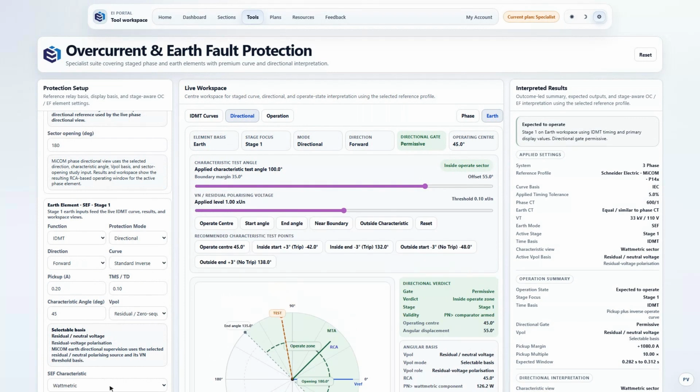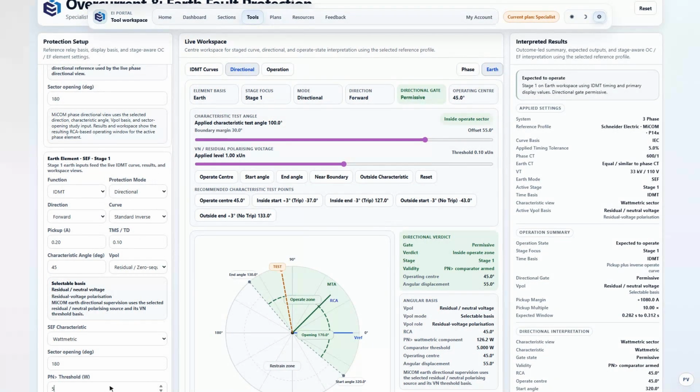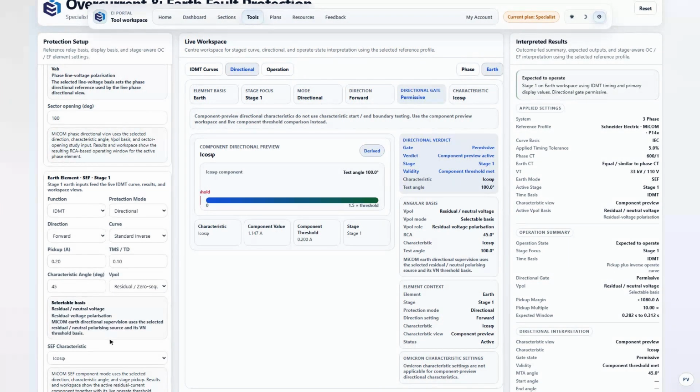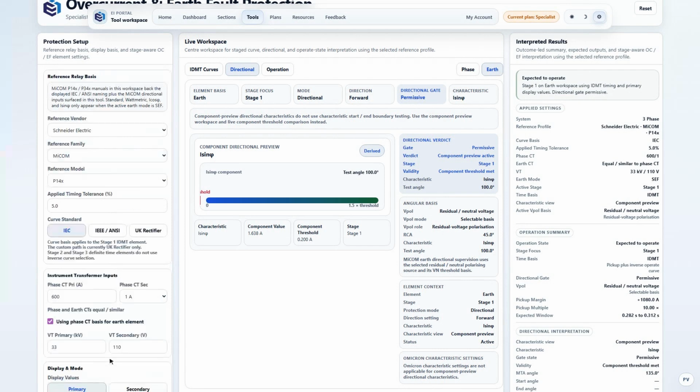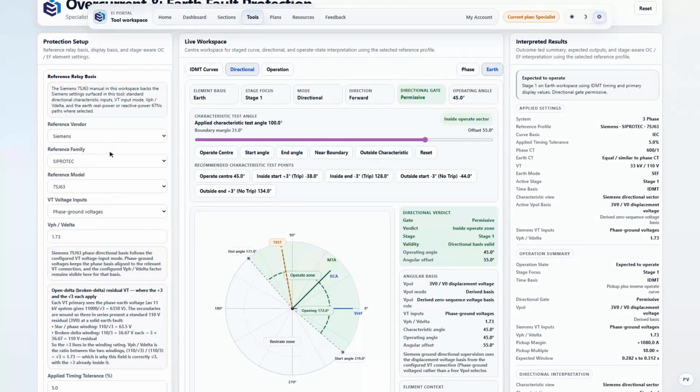Wattmetric looks at residual power and narrows its sector, on MiCOM to plus or minus 85 degrees once the power threshold is armed. Icosφ and Isinφ resolve the residual current onto the active or reactive axis, and Siemens does the same with its real power and reactive power earth elements. The tool shows each as a live comparator, not a label.